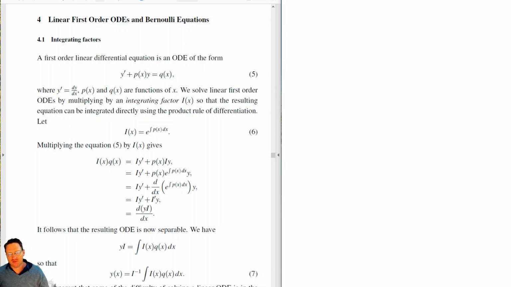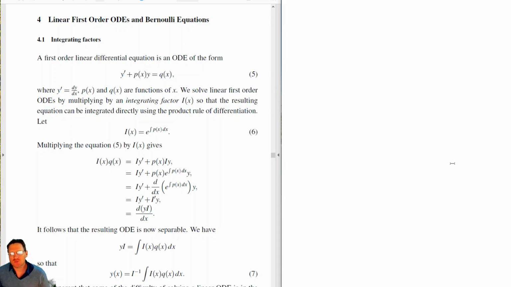Now, of course, you could have a linear equation that's a function of t. You just have to replace all of the x's with t's and then proceed. Our task here is to learn how to solve first order linear ODEs, and then to consider a number of examples, applied examples.